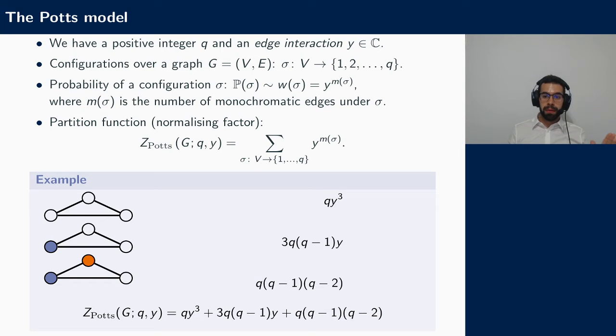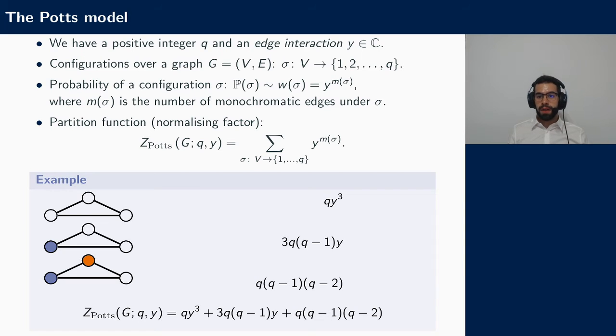So first, maybe let me introduce this model. The Potts model has two parameters, a positive integer q and a complex number y that is known as the edge interaction of the model. We also have a graph G, and we define configurations over this graph as the q-colorings of the graph.